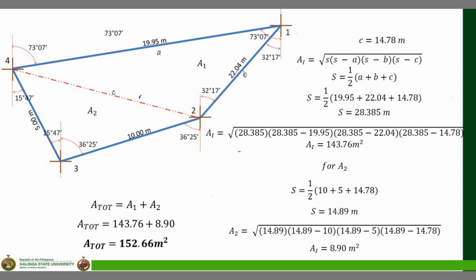Gamitin nyo, for example, area is equal to 1/2 of AB sin C. Try to use that formula, and you will arrive with the same answer. Okay? So that is the first method used in determining the area of a certain parcel of land.